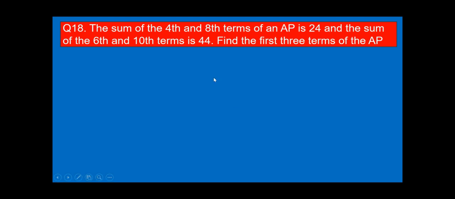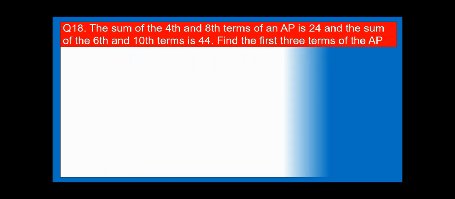Here if you observe this question, the sum of the 4th and 8th means a4 plus a8. a4 plus a8 is equal to 24. And the sum of the 6th and 10th means a6 plus a10. a6 plus a10 is equal to 44. From these two equations, you have to find out the a value and d value. Once you get the a value and d value, we can find the 3 terms or any number of terms of the AP, isn't it? Yes. Now let us look at the solution.